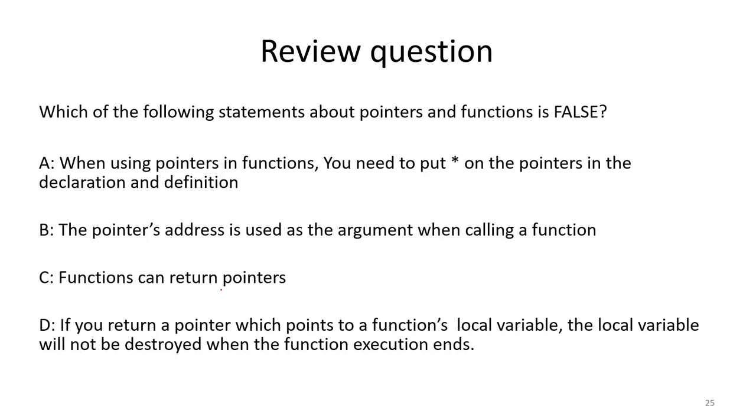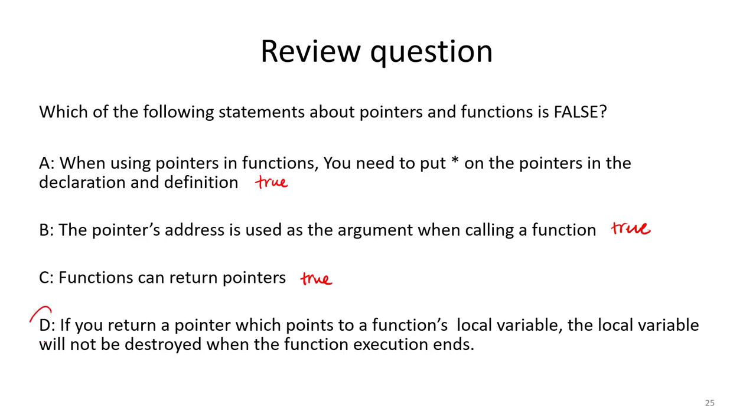We know that choice C is true. Functions can definitely return pointers. We also know choice A is true. We need to put an asterisk in the declaration and definition when using pointers with our functions. Choice B is also true. When calling, we need to pass in a memory address. You have to plug in that memory address so that our pointer can use it in its function.